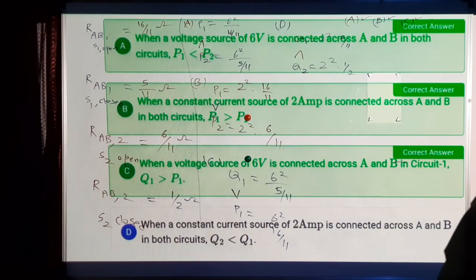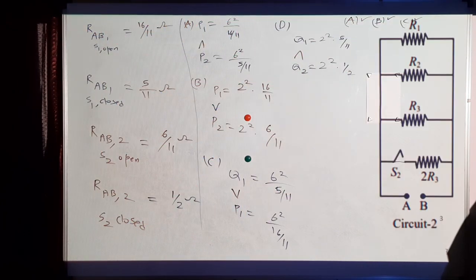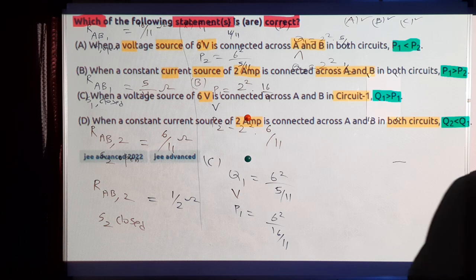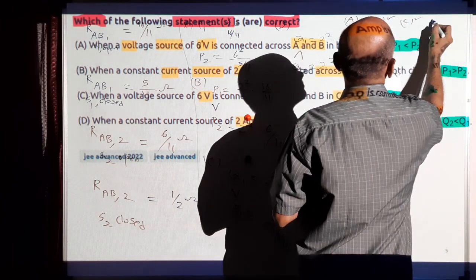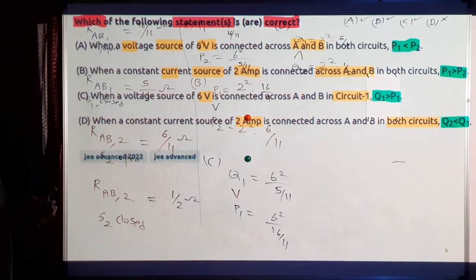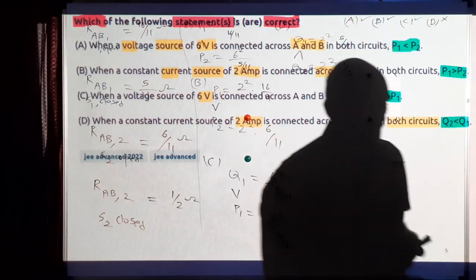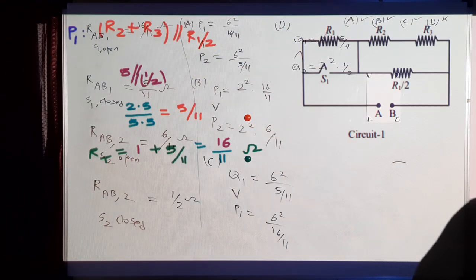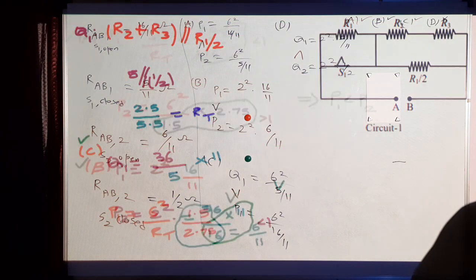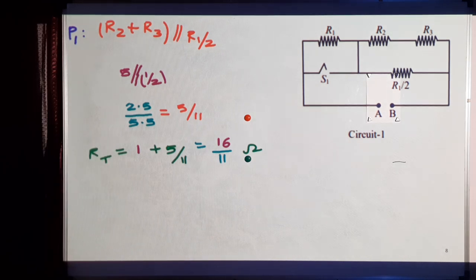Statement D says Q1 is more, so D is false. So the correct statements are A, B, and C. A, B, and C are the correct statements. D is false. So this would explain it here.